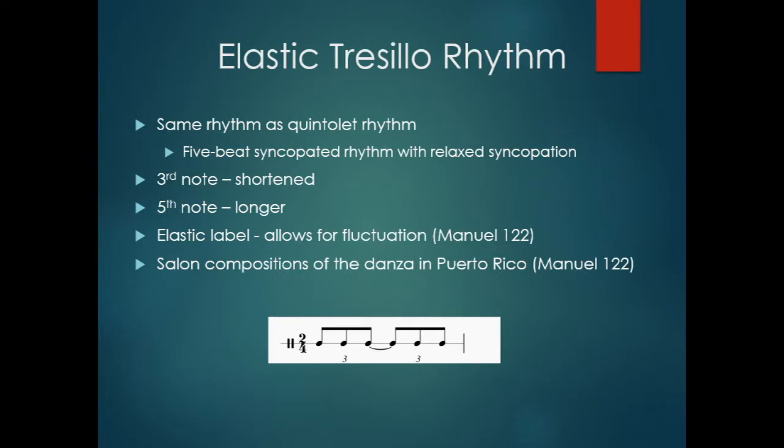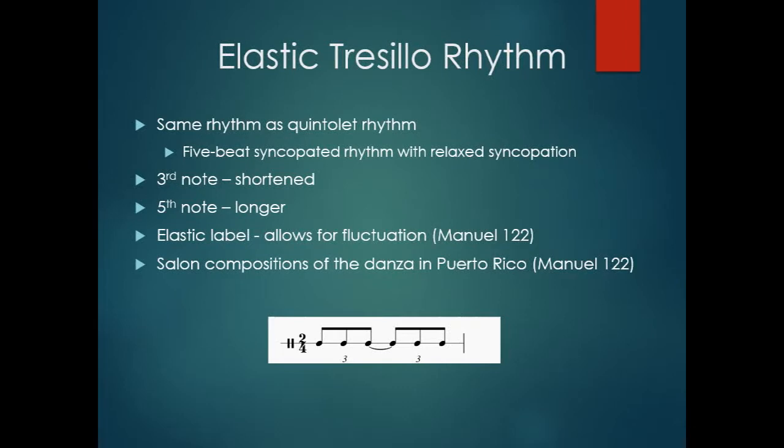The elastic tercio rhythm is the same rhythm as the cantillet rhythm, that is a relaxed syncopation of the 5-beat syncopated rhythm. With the elastic tercio rhythm, the middle note has a tied note with two triplets. This note should be played shorter so that effectively the first four notes are played almost equally, but with fluctuation. Manuel says that the elastic label allows for a fluctuation in its execution.